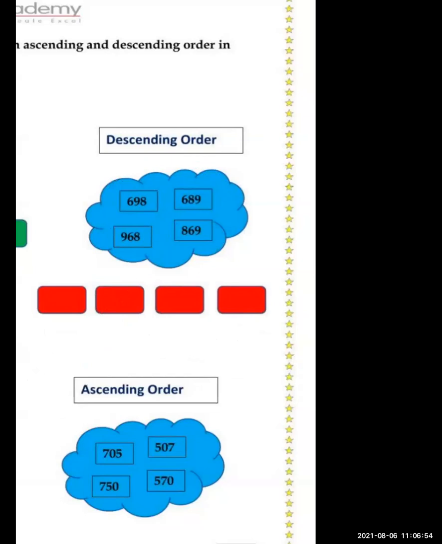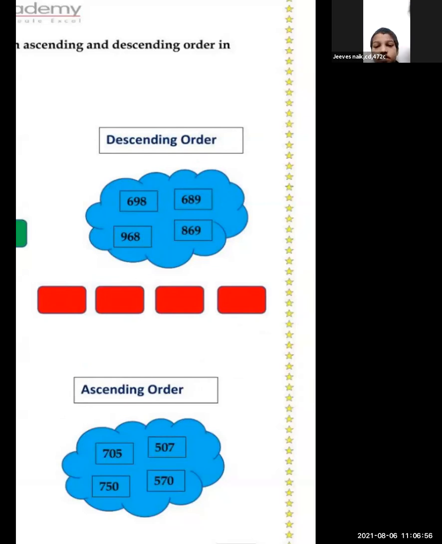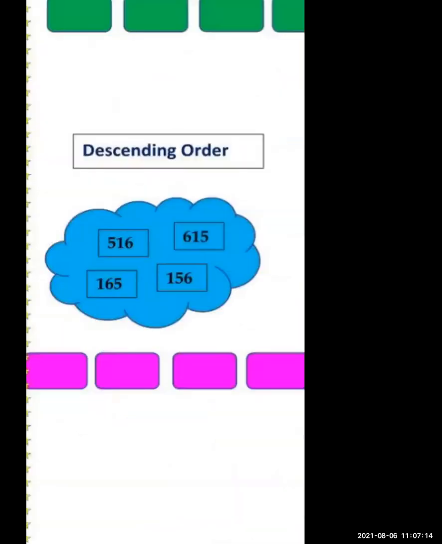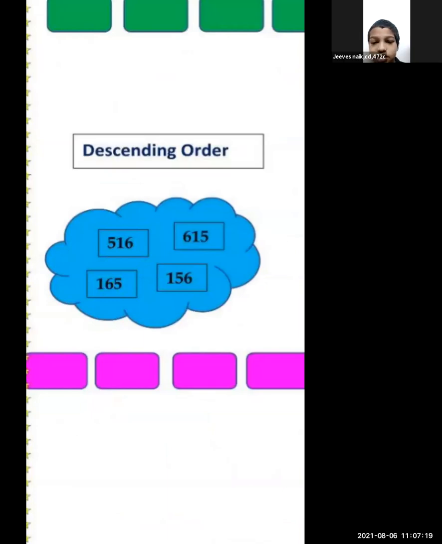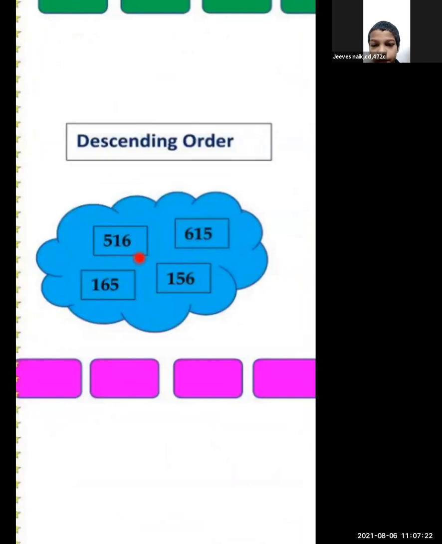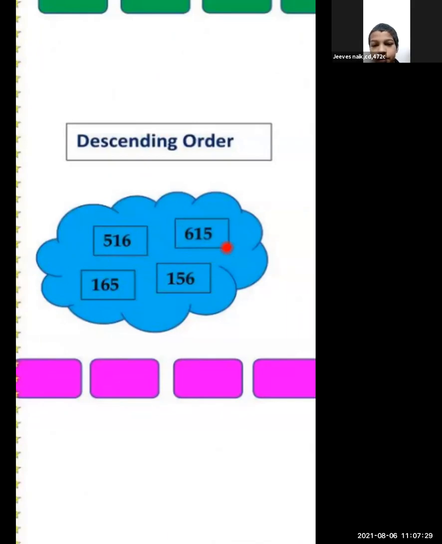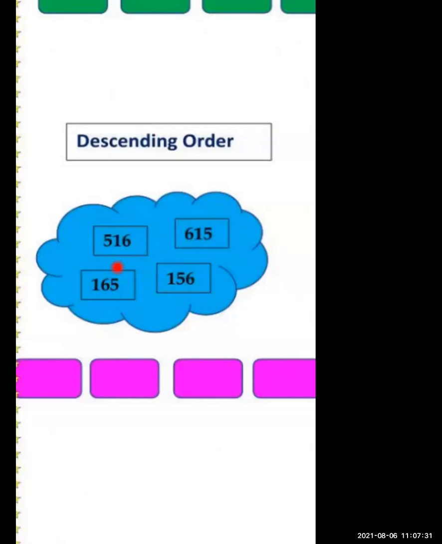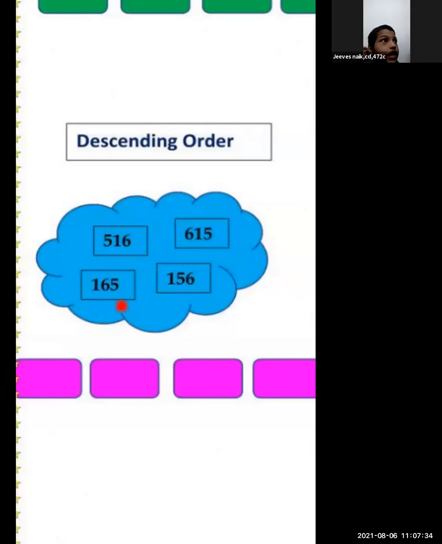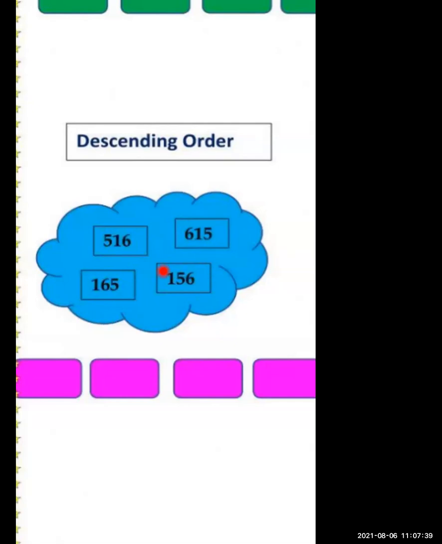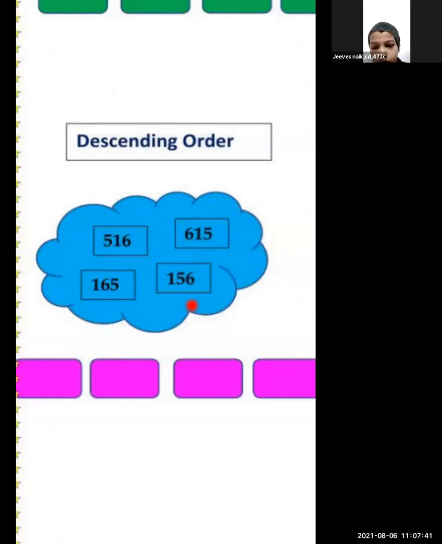Yes, Jeevesh? Yes, teacher. So Jeevesh, you have to read the numbers first. Read them. 816. 516. Then next is 816. Next number 165. 165. Another number? 156.